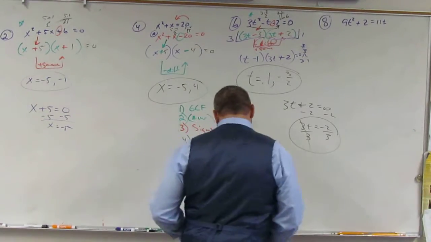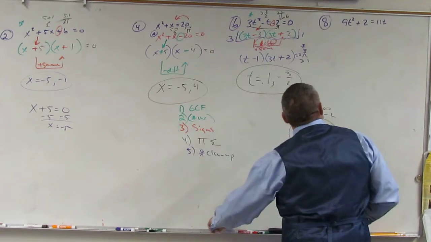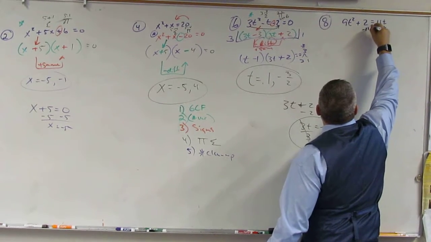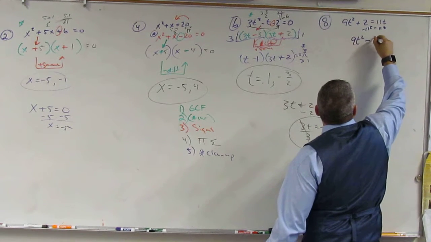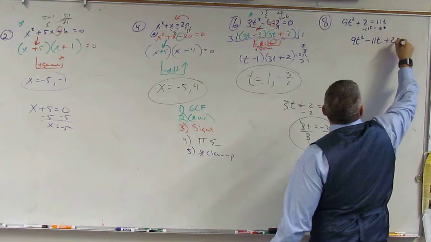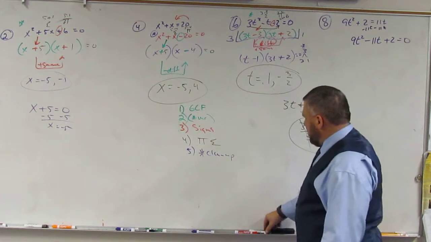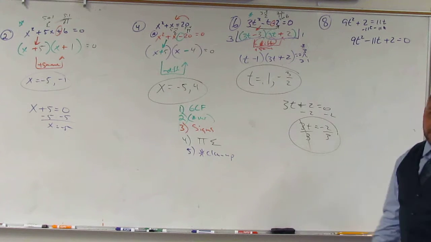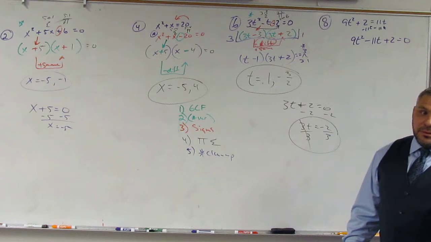Let's do it again. GCF. Well, I got to move the 11. Sorry about that. So minus 11t, minus 11t. So I get 9t squared minus 11t plus 2 equals 0. Okay? GCF. What goes into 9, 11, and 2? 1. Right? So move on.